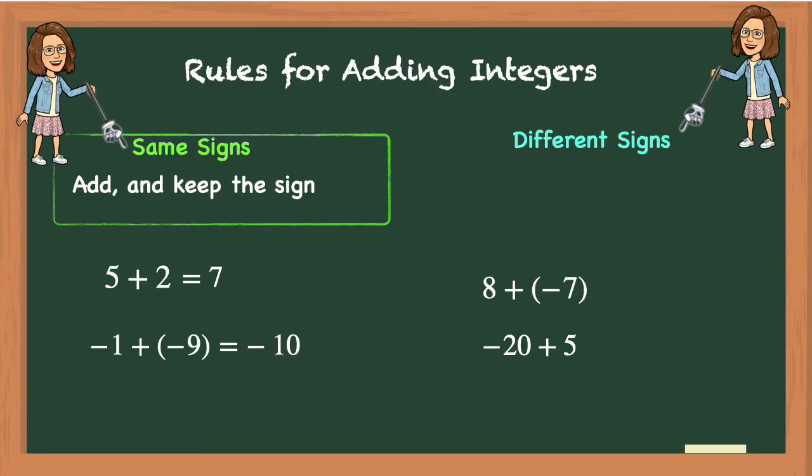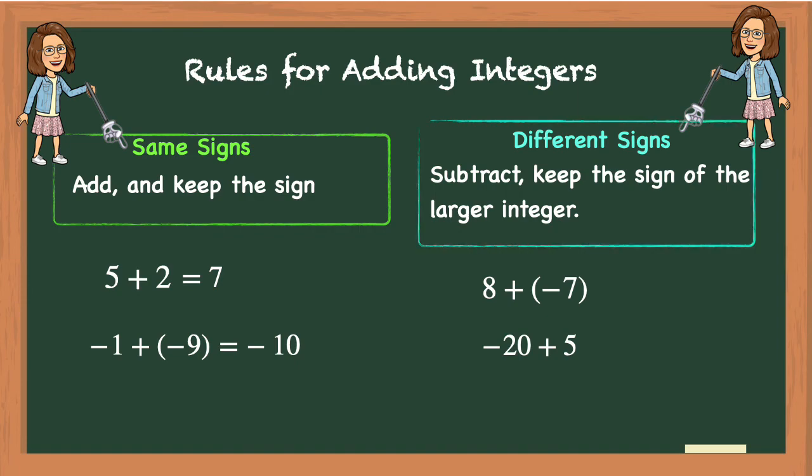The rule here is a little different. When the integers have different signs, you subtract and keep the sign of the larger integer. So looking at positive 8 plus negative 7, we need to subtract 8 minus 7 to get 1, and then we need to determine if this 1 is positive or negative. Since 8 is the larger number and it is positive, our answer of 1 will be a positive 1.